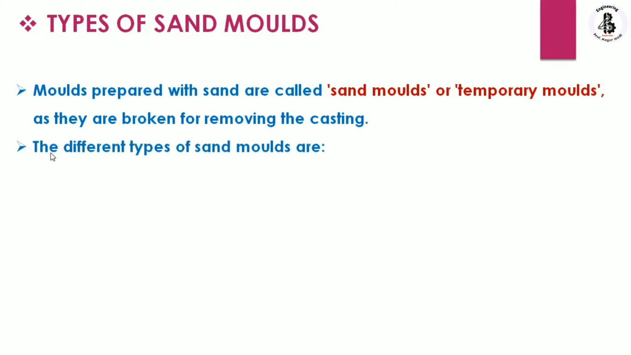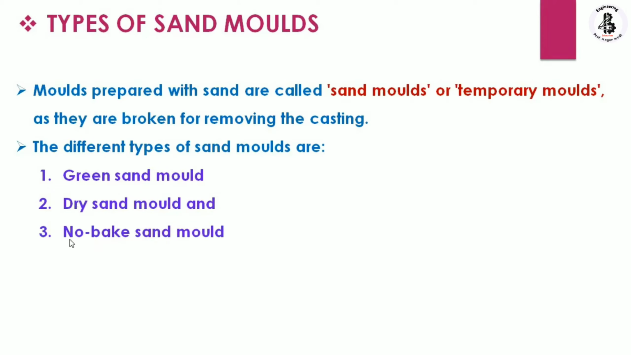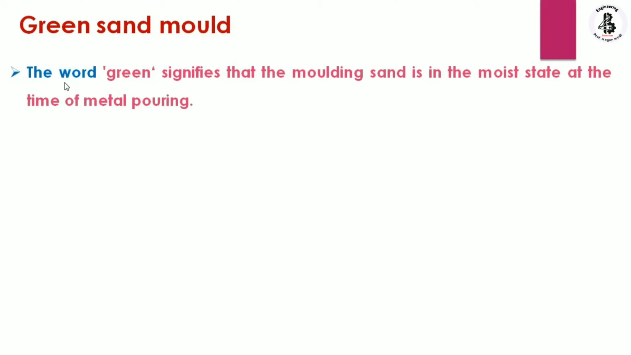The different types of sand molds are: first, green sand mold, second, dry sand mold, and third, no back sand mold. Starting with the first one, green sand mold. The word green signifies that the molding sand is in a moist state, or moist condition, at the time the metal is being poured.